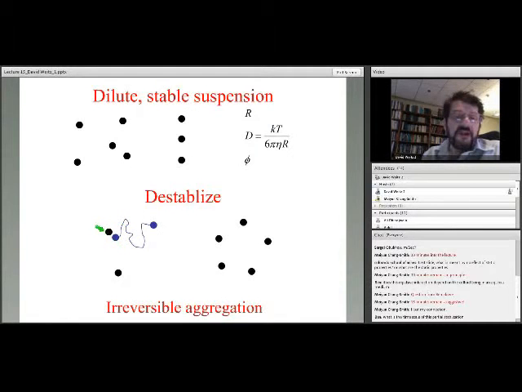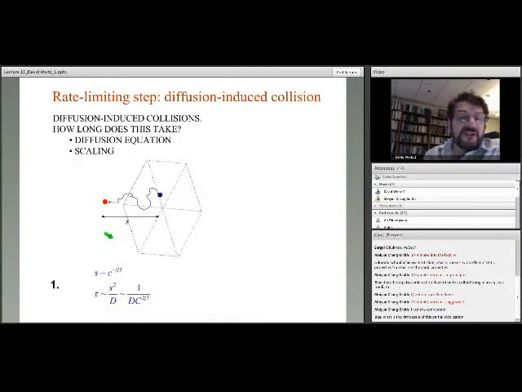Now you might ask, how long does that take? Here's a diagram which suggests one way of calculating it. If you have two particles that are separated on average by some distance, you can calculate that. It's like 1 over the cube root of the concentration. If you have a certain number of particles per unit volume, taking the cube root of that volume gives me the average separation between the particles.